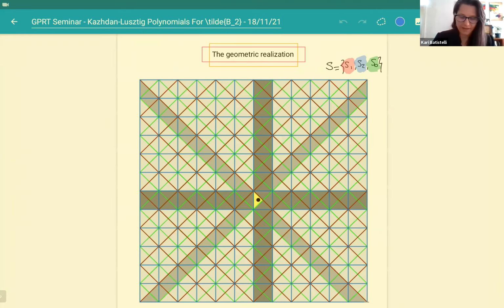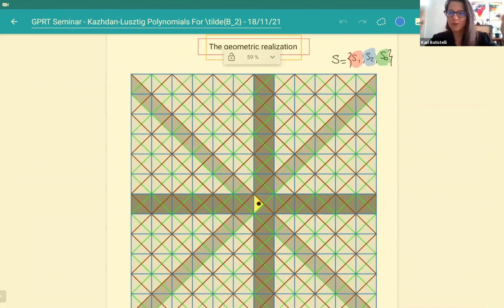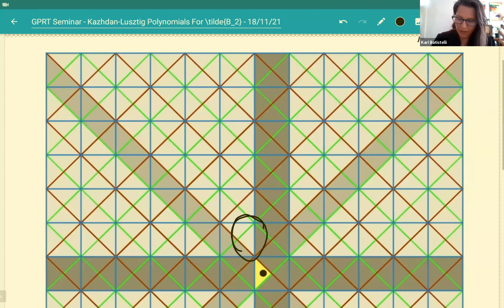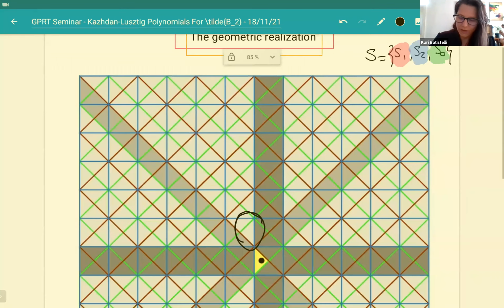Now, the last thing I want to introduce before moving on is the geometric realization of W as the group of isometric transformations in the plane. What this means for us is that we're going to have the plane divided into triangles. Each of the triangles is going to match the colors of the involutions, basically. So we're going to have a side which is red, a side blue, and a side green.